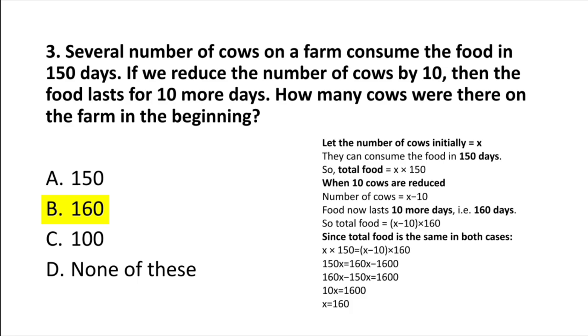So the total food will be now x minus 10, which is the number of cows, multiplied by days, which is 160 now. Since the total food is same in both cases, equating both cases, x by 150 equals x minus 10 by 160. And after solving this simple equation, we got the value of x equals 160. Option B is correct.